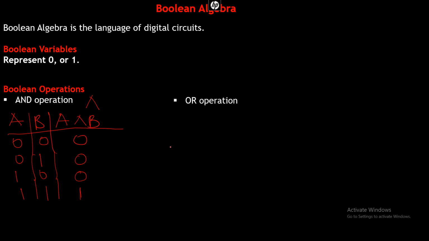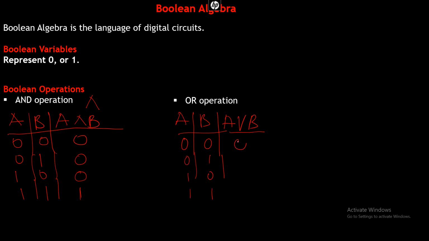Okay? Now, the OR operation, the same thing, similar combination: 0, 1, 0, 1. Now, when both are false, you have 0. When one of them is true, you have 1. When both are true, you have 1.